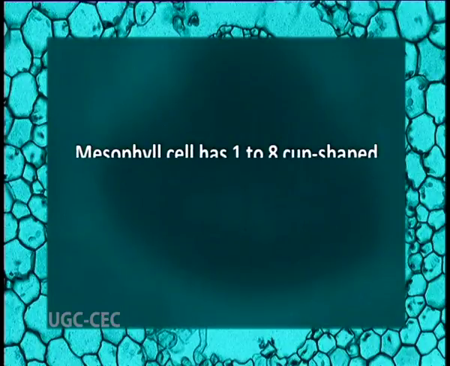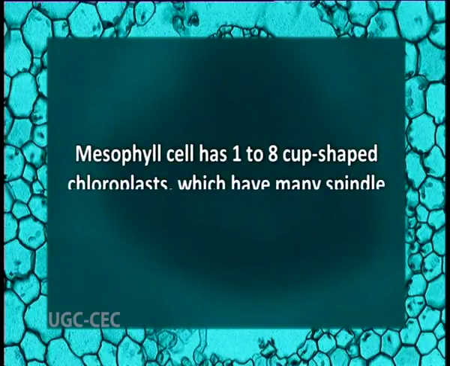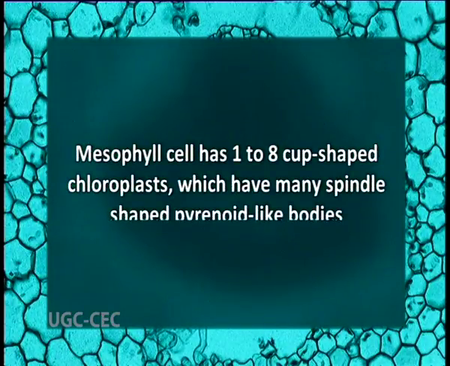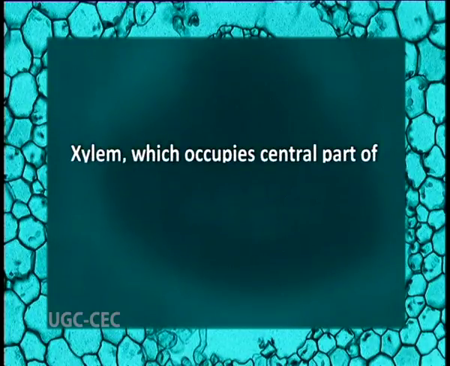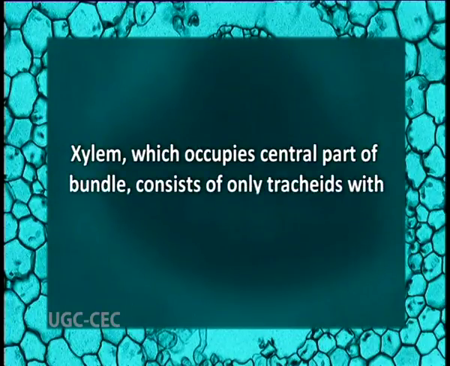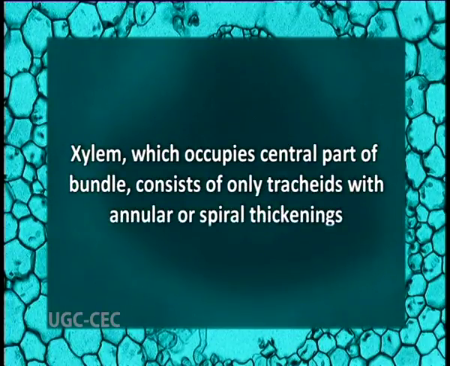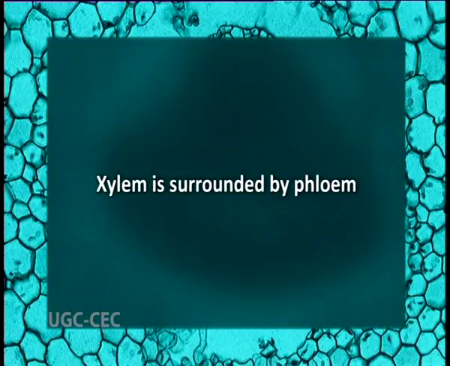A mesophyll cell has 1 to 8 cup-shaped chloroplasts, which have many spindle-shaped pyramid-like bodies. The leaf has a median vascular bundle surrounded by a distinct bundle sheath. The xylem, which occupies the central part of the bundle, consists of only tracheids with annular or spiral thickenings. It is surrounded by phloem.